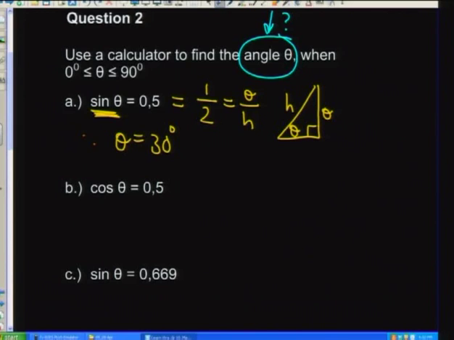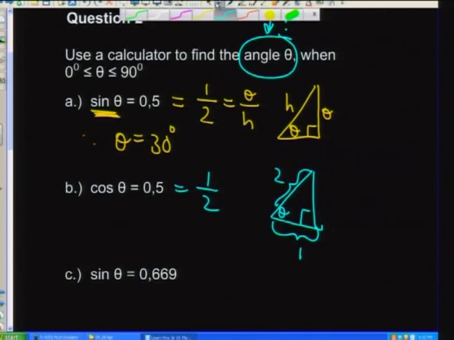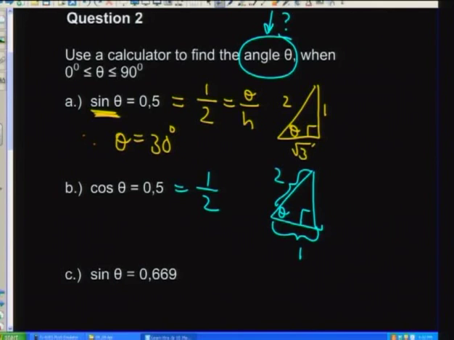Okay, now we're going to do the same thing with cos. If cos of theta is now the half, we've got this as 1 unit, and this as 2. And by the way, if we do have this as 1, and this as 2, what is the length of this side? What is the length of the adjacent side? Well, with Pythagoras, we know that it's going to be the square root of 2 squared minus 1 squared, so this would actually be the square root of 3.